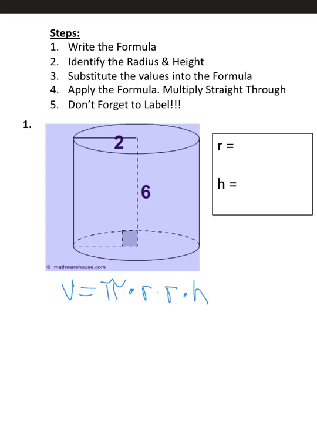Right? So we did step 1. Step 2, identify the radius and the height. Remember, the radius is from the center to the edge, so the radius is 2, and our height is 6, right? Top to bottom on the base, so that is 6. So that's step 2. Step 3, we need to substitute the values into the formula.